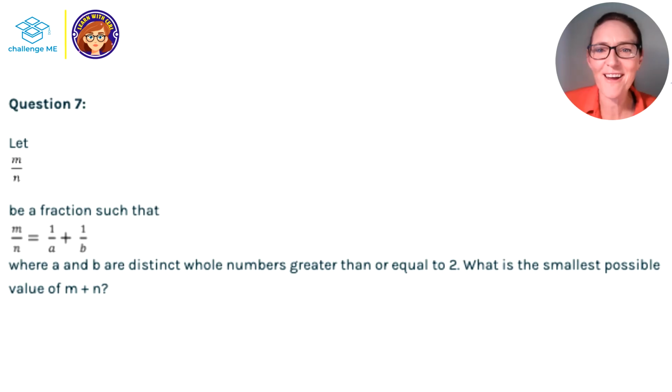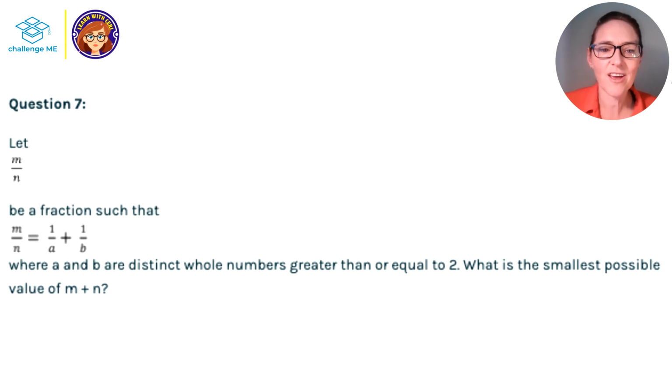So let's have a look at a fractions question. We've got to let m over n be a fraction such that m over n is equal to 1 over a plus 1 over b. And a and b are distinct whole numbers greater than or equal to 2, so they're not the same as each other. What is the smallest possible value of m plus n?